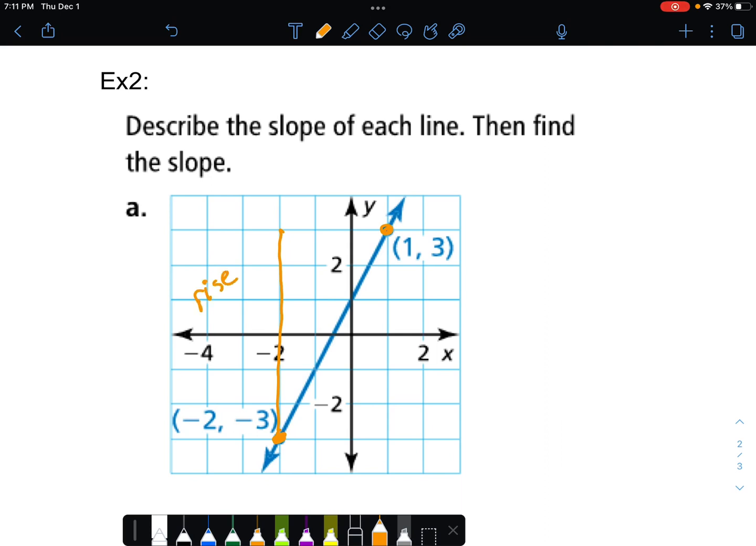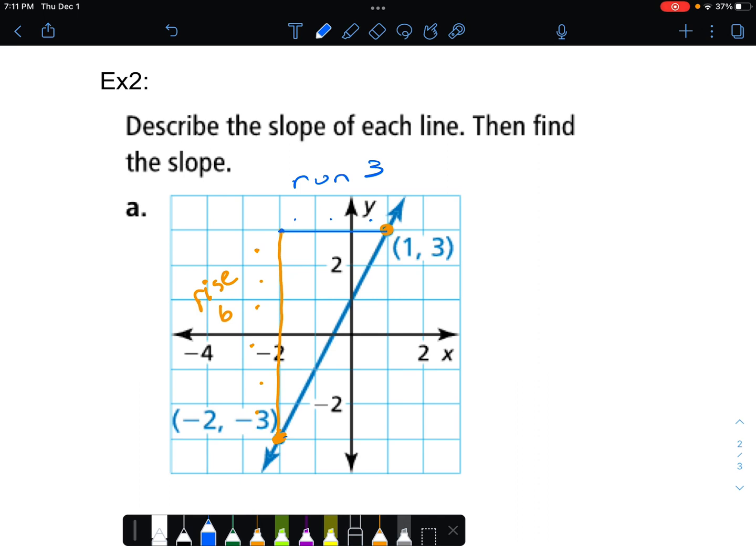So let's count the boxes. That's 1, 2, 3, 4, 5, 6. So my rise is 6. Now let's look at the run. The run is going across, so I'm going to start from my -2 to -3, and it's going to the right, so it's increasing, so it's a positive number. So my run, I can count that out, it's going to be 1, 2, 3.